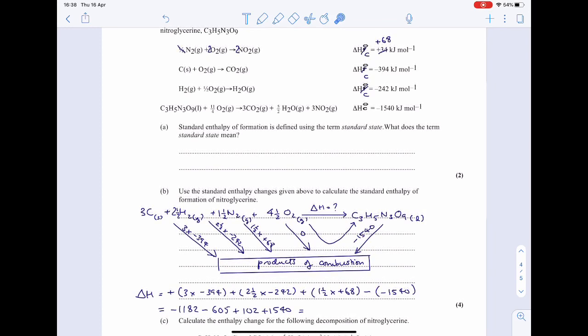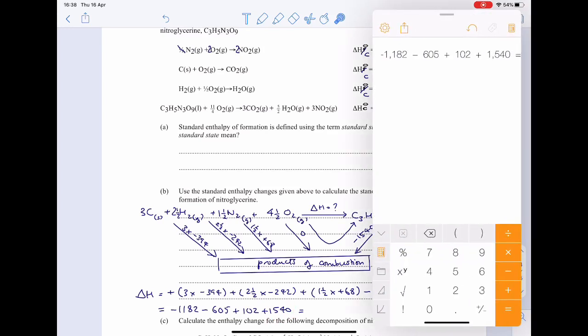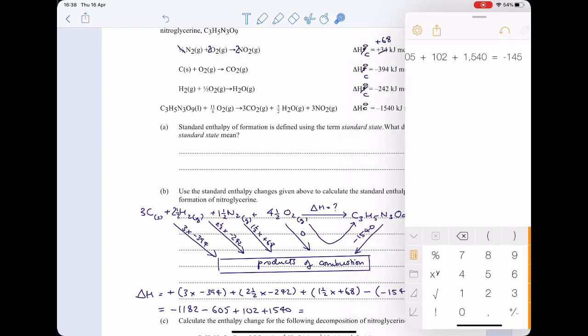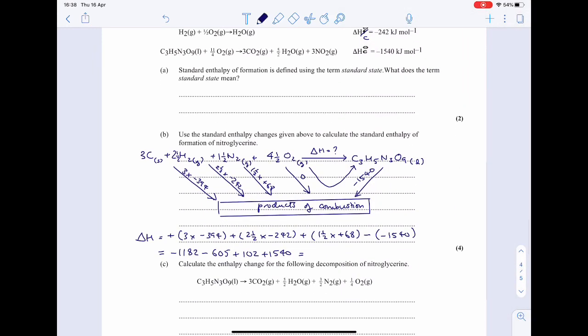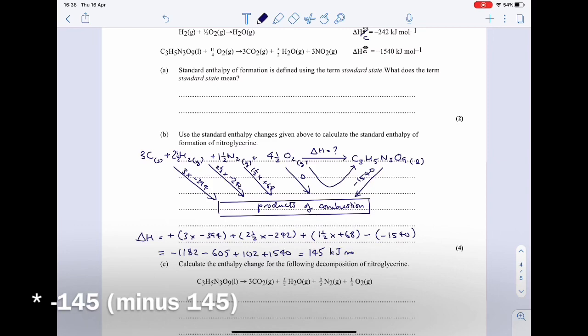so minus the minus. So this works out to be minus 1182, and this part works out to be minus 605. This works out to be plus 102, and that works out to be plus 1540. And putting all the numbers into the calculator gives us a final answer, 145 kilojoules per mole. So the answer here is 145 kilojoules per mole, and that's what was on the mark scheme for the exam.